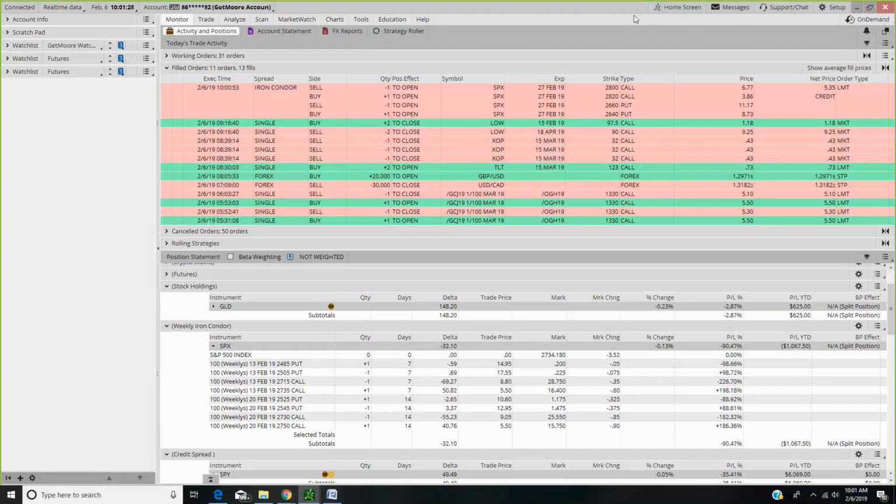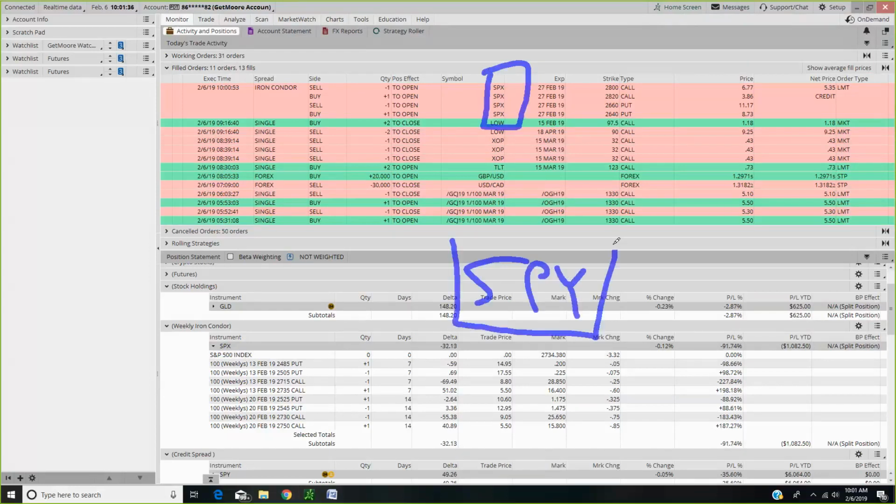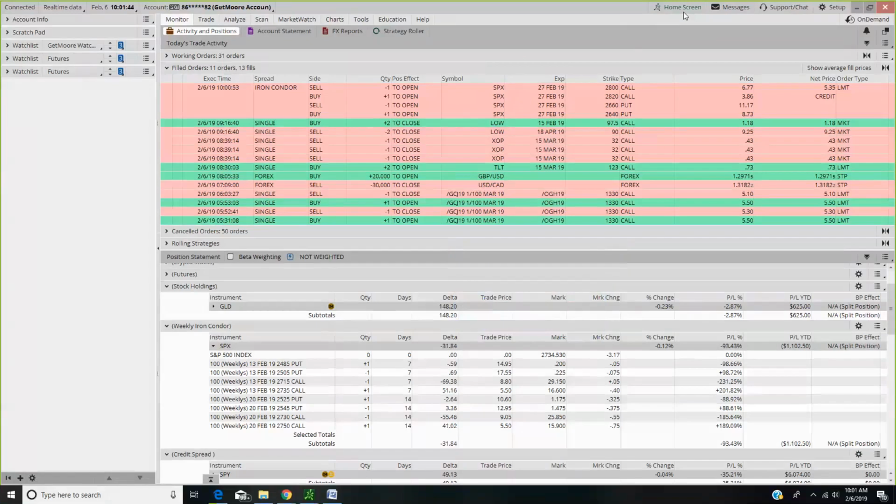Let's take a look at it. This is the SPX. Same thing as the SPY, but 5 times the amount. Okay? So this SPX is 5 times the amount. So what I got filled at in real money, in full disclosure, is I sold the 2660 put.